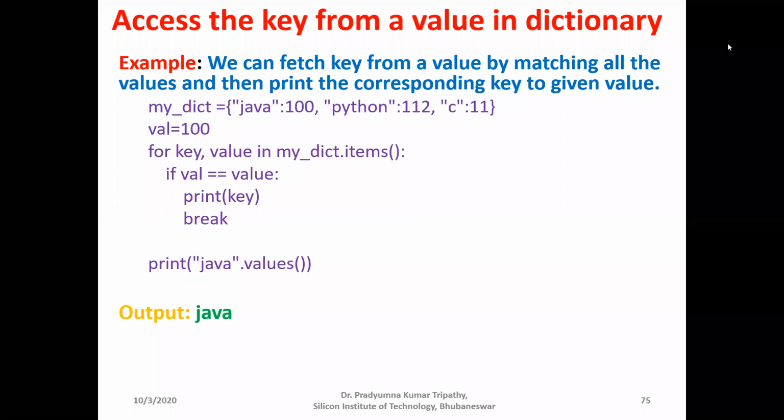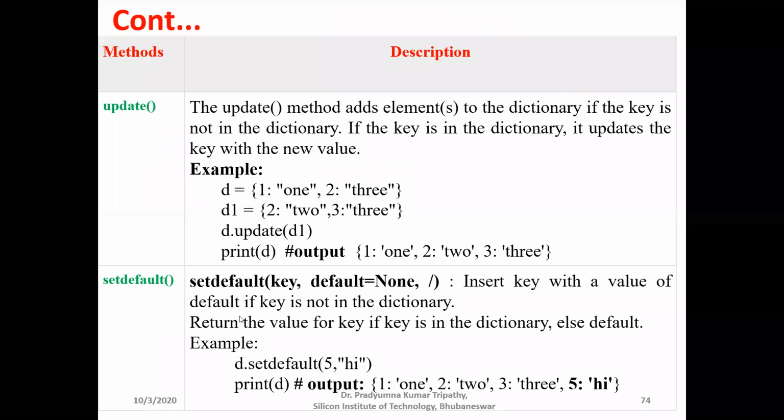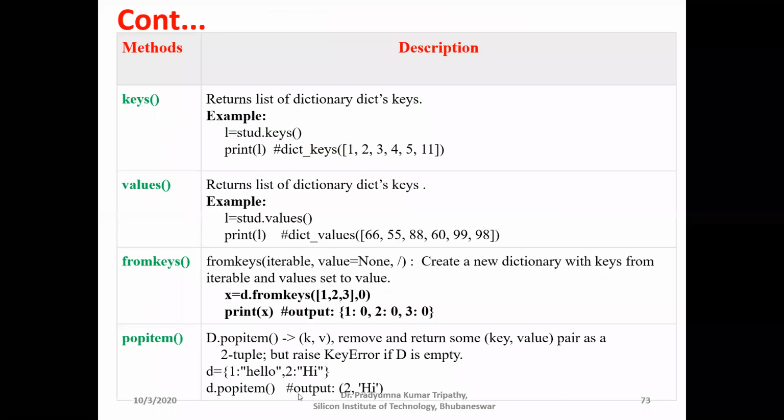What is the difference between pop and popitem? Okay. So yes, popitem will return any random pair over here. Suppose this is D given: 1 is hello, 2 is hi. So what will it return? It will return some pair as a tuple, for example, 2 and hi. Both key and value will be returned.